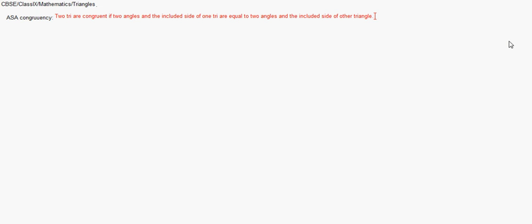So the next one will be AAS congruency. The application will help us understand the statements better. The AAS criterion says if any two pairs of angles and one pair of corresponding sides are equal, then the two triangles will be congruent.